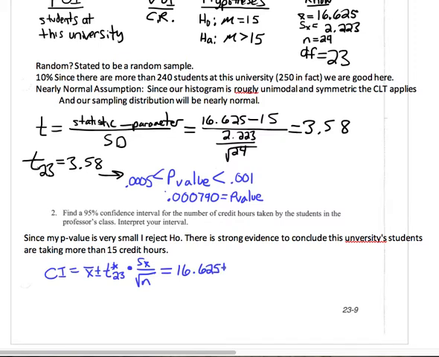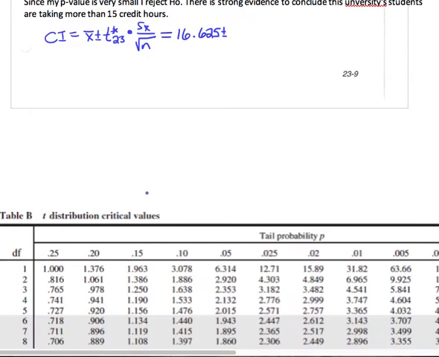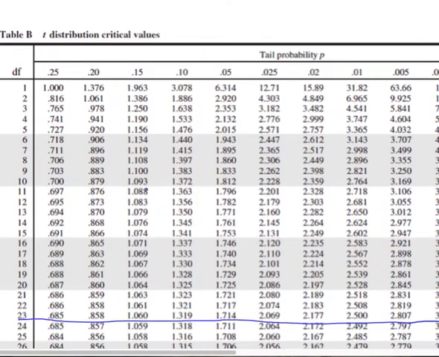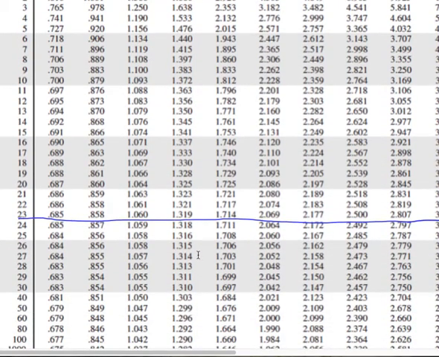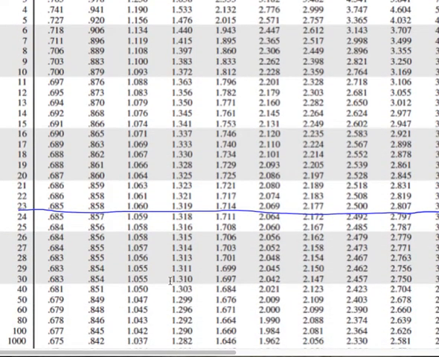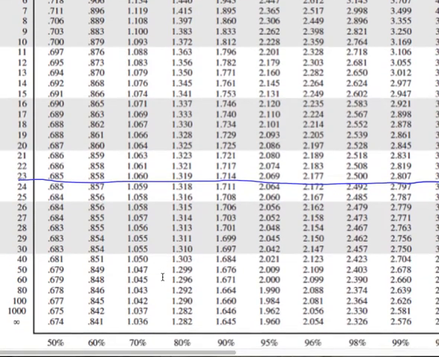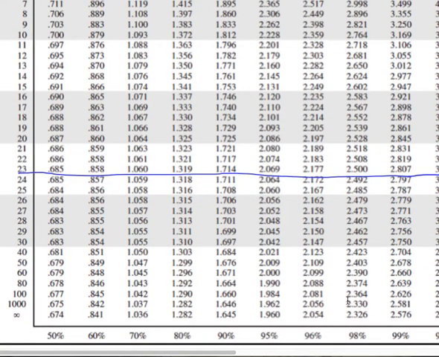So for us, that's going to be 16.625 plus or minus t star for us, sub 23. Oh, well, what confidence interval do we want to do? It says do it 95%. So we're going to have to go back and look that up. So let's go down here, look in our t table. We're in the 23rd row for degrees of freedom still. And you can go down here and look up your 95%. So we need to go 95% up to here, and this guy right here is t star.